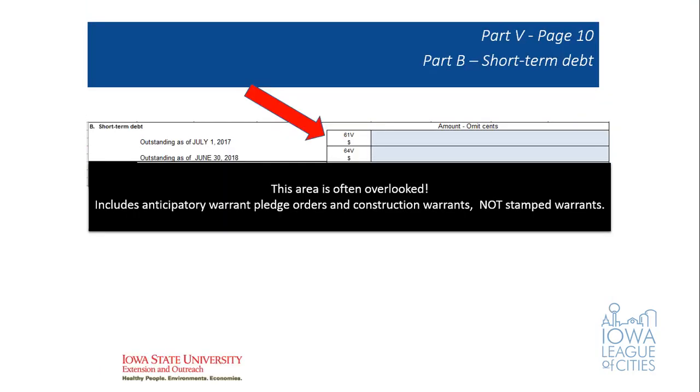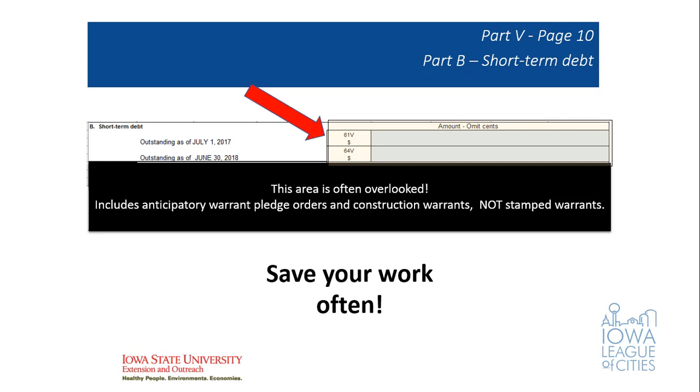Now, going to the short-term debt, which is part B of this particular section, we need to know how much was outstanding July 1 of 17 and how much was outstanding June 30. They don't need to know about how much you paid. They can figure that one out here, I guess, but they do not want you to include stamped warrants, and I would imagine very few of you have stamped warrants. If you do and you have questions, give me a call. Maybe this is another time that you want to save your work.